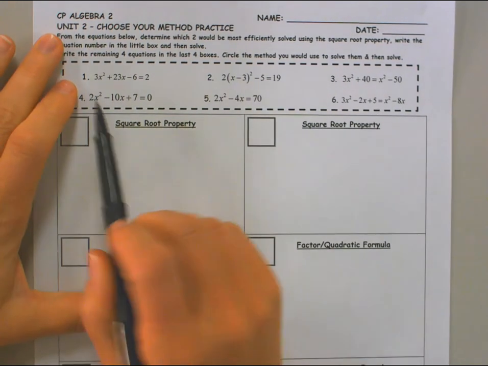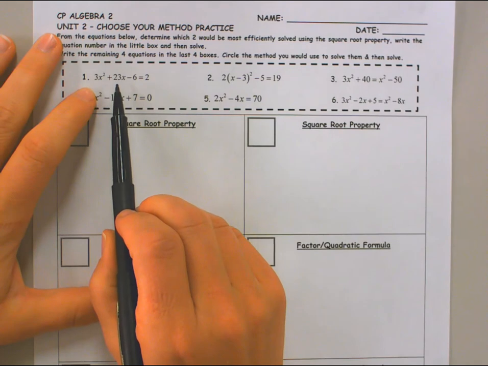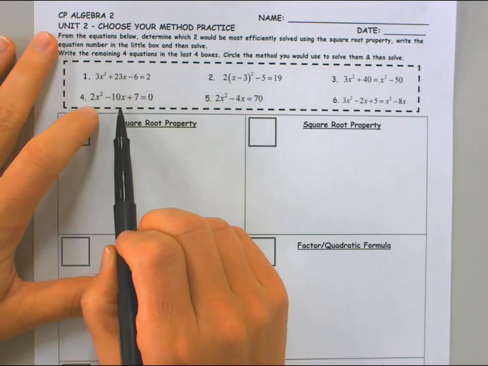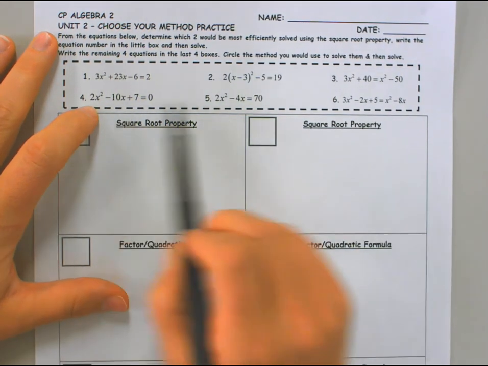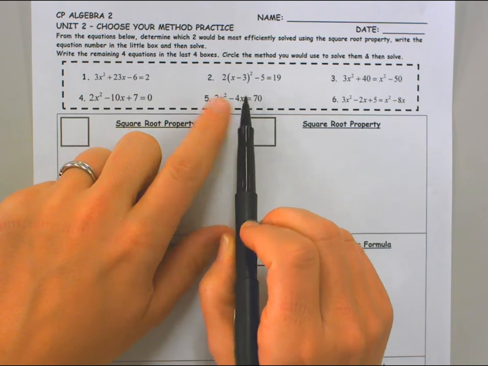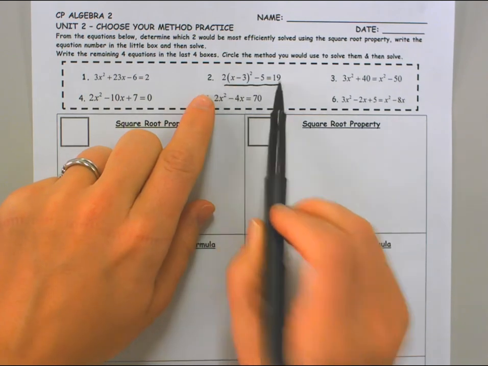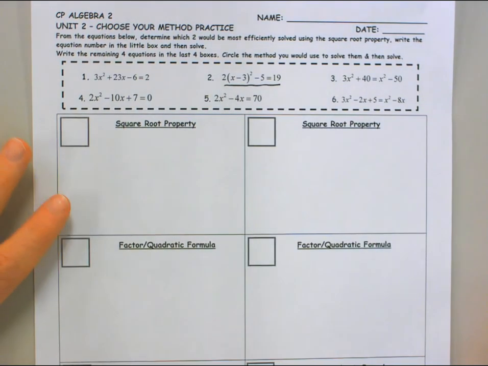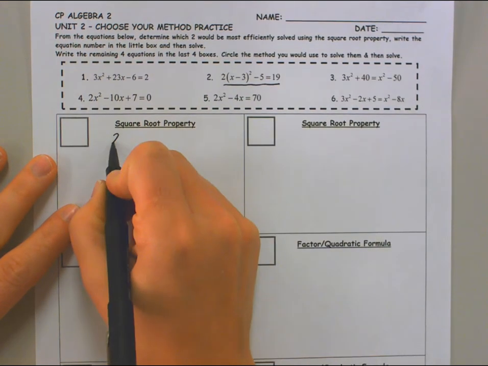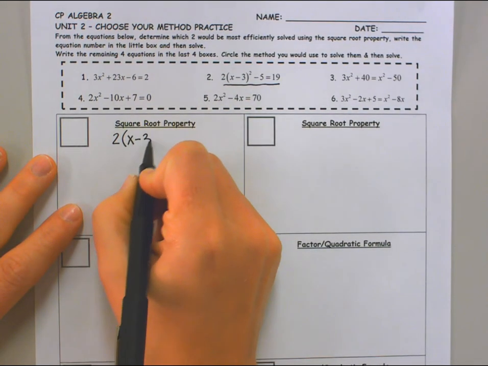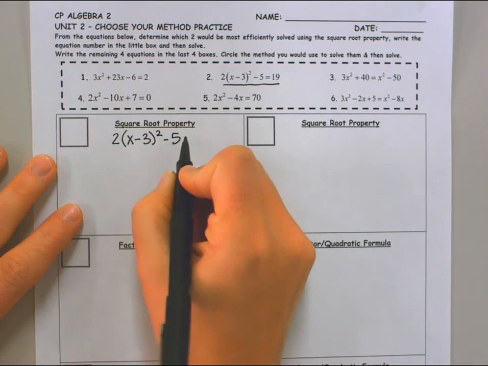So if I look, this one has a bx term, so I cannot use the square root property on that. Same with this one, it has an x term. This one has an x term. This one is in vertex form. So this is a perfect one to solve using our square root property. So I'm just going to put that in this box here, as my first one I'm going to solve using the square root property.